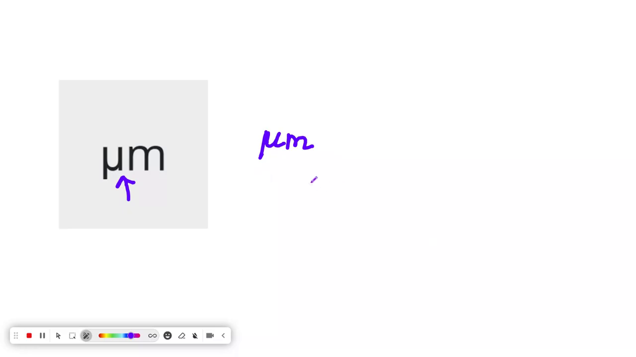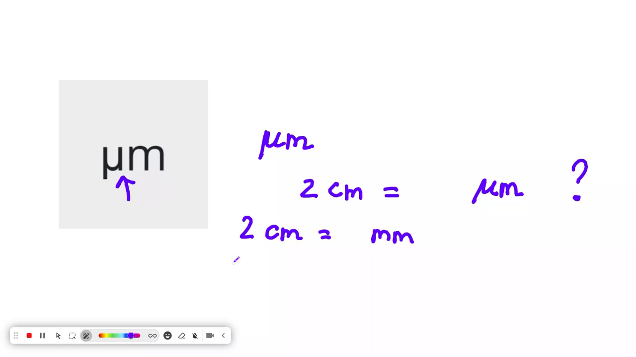So let's see. If I had 2 centimeters, 2 centimeters equals how many micrometers? What do you think? Well, we know that if we take 2 centimeters, it'll equal how many millimeters? Remember, 1 centimeter is 10 millimeters. So 2 centimeters would be 20 millimeters. Now we have 20 millimeters. How many micrometers do we have? What do you think?